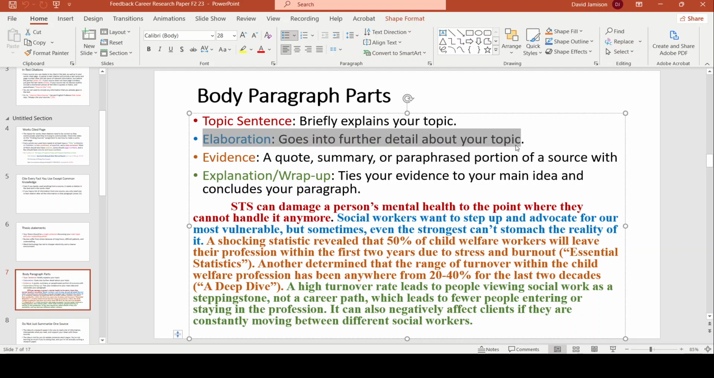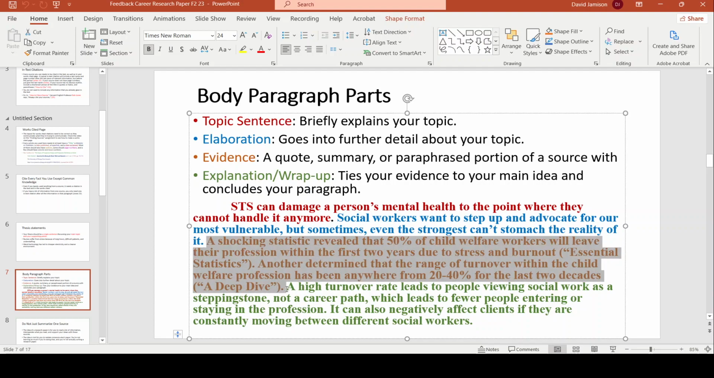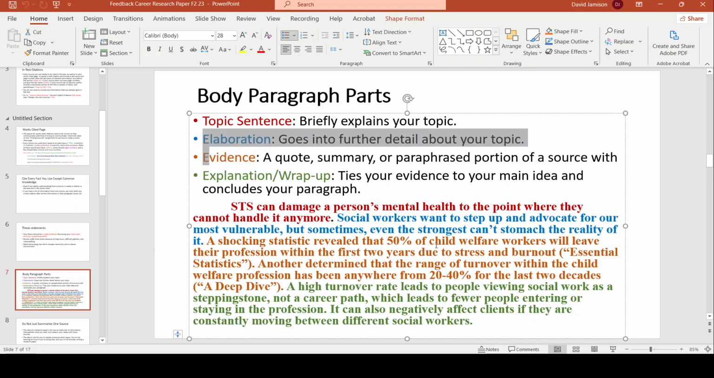Elaboration in your own words, where you explain what your topic sentence means in more detail. So, social workers want to step up and advocate for our most vulnerable, but sometimes even the strongest can't stomach the realities of it. And then you need to have evidence in there. You can have multiple places where you elaborate and give evidence, that's fine. You can do that quite a lot. You could make a paragraph that's a whole page long if you did that. That's probably not a good idea for a paper that's only 500 words.